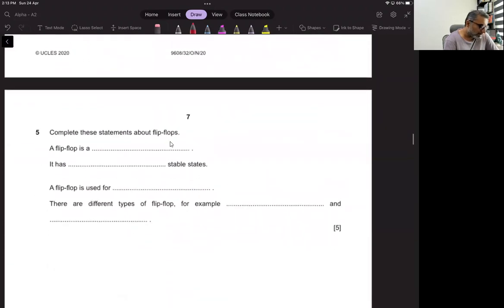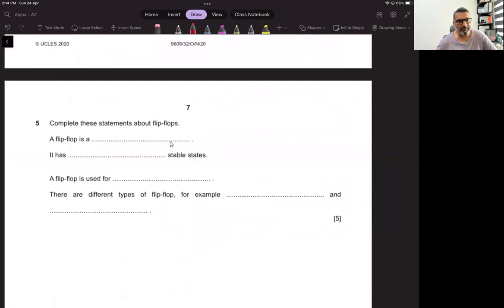Now, complete three statements about flip-flops. A flip-flop is a what? Logic circuit? Okay. A flip-flop. Remember flip-flop?